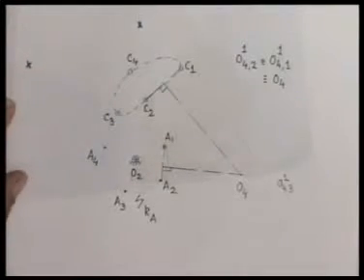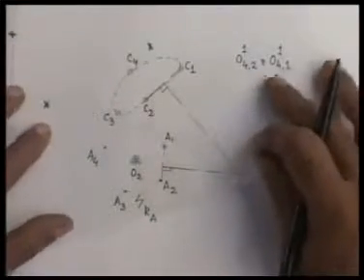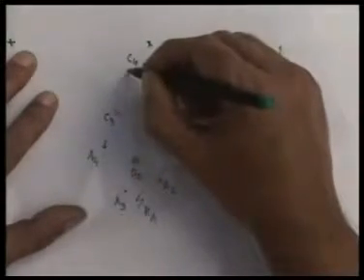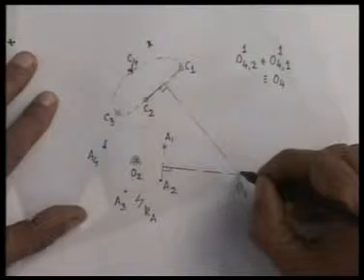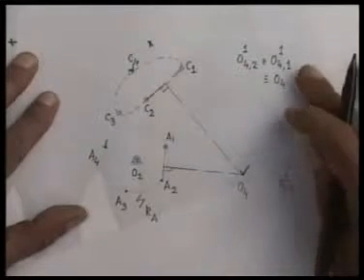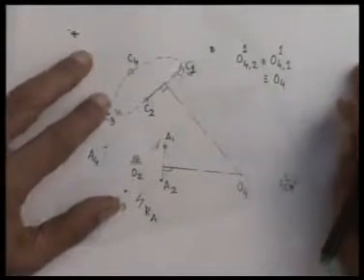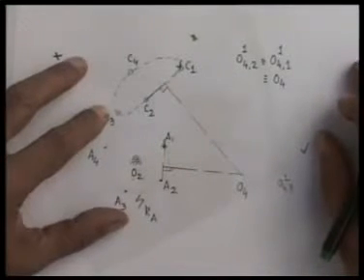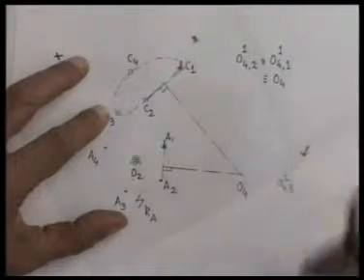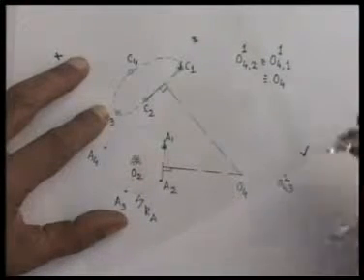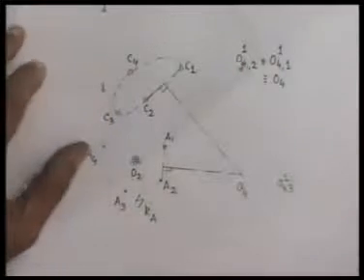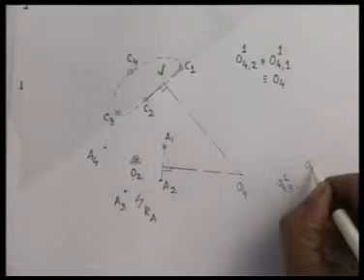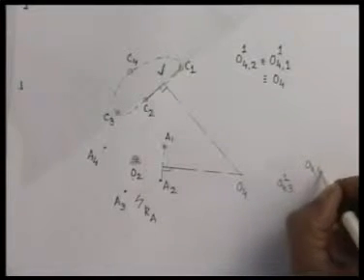Then for the fourth position, we follow the same technique. We mark A4, C4, O4. Move the tracing paper such that A4 coincides with A1, C4 coincides with C1, and wherever O4 goes, that I mark on the tracing paper as O441.